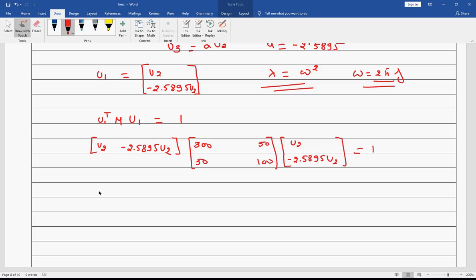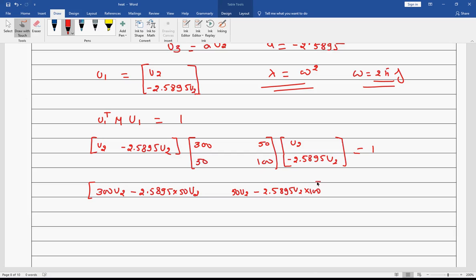Okay, so I get 300 U2, then minus 2.5895 into 50 U2. Okay, so this is the first element. The second element will be 50 into U2 minus 2.5895 U2 into 100.